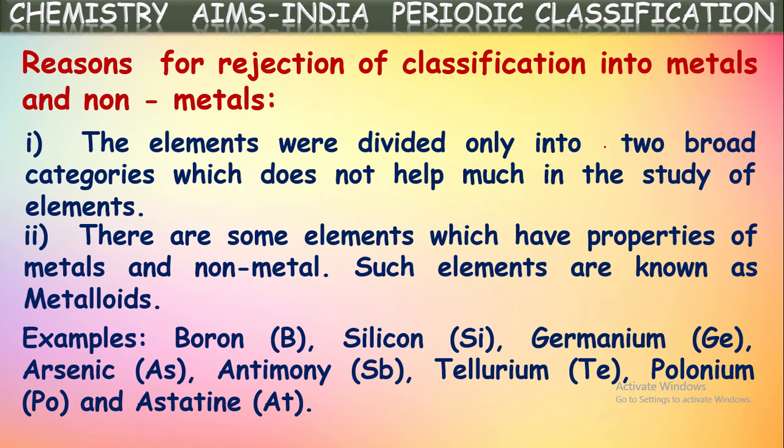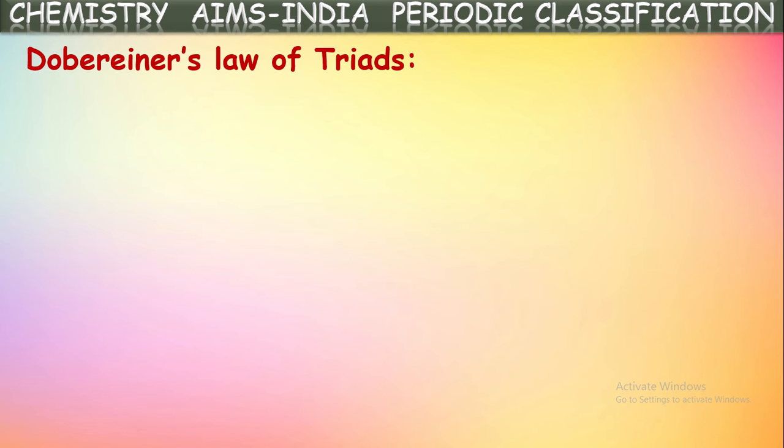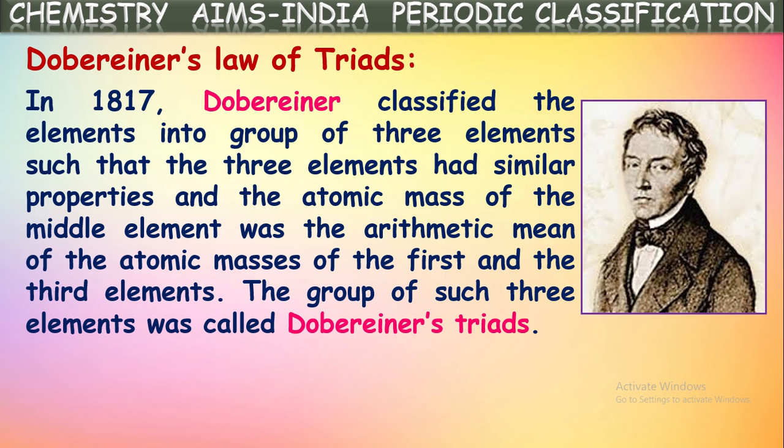So these were the major drawbacks which led to the rejection of Lavoisier's classification. Okay, next to him, one more scientist, Dobereiner, tried to classify the elements. In 1817, Dobereiner classified the elements into groups of three elements, such that the three elements had similar properties. And he observed one more interesting point also. When these three elements are arranged in increasing order of their atomic masses, the atomic mass of the middle element is equal or nearly equal to the arithmetic mean of the atomic masses of the first and third elements in that group, and he called this group of three elements a triad. In honor of his name, these are called Dobereiner's triads.